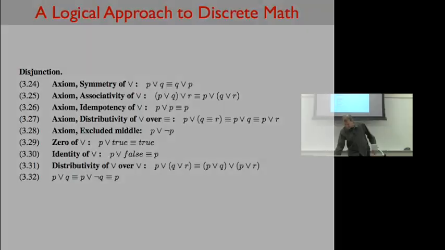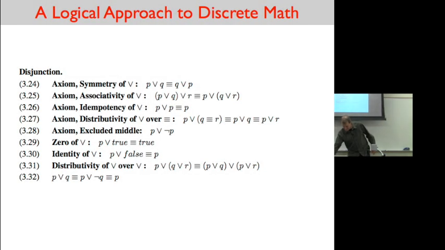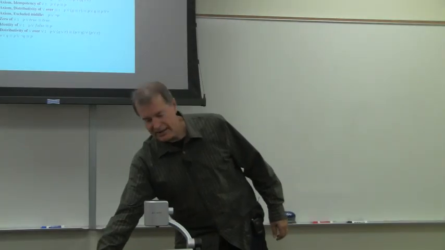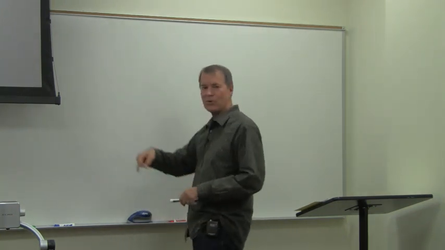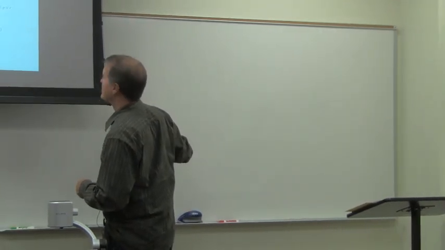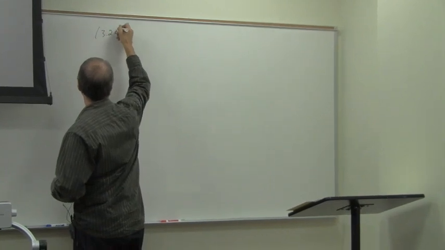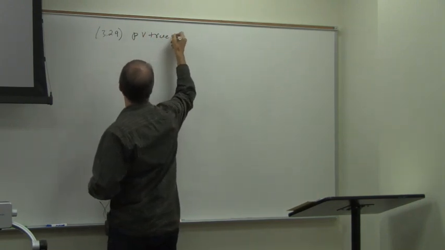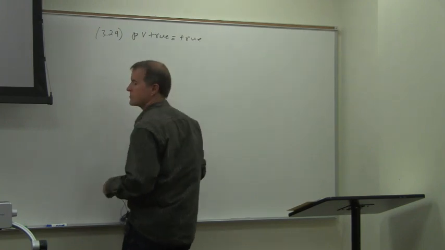But anyway, let's prove this other one, P or true equivalence true. Let's prove that. Okay, now, here's what we're going to do from now on. Instead of me just asking in general and having everybody answer out, we'll go around the room. Okay? Sounds like fun. It is fun. So let's prove 3.29, and what we're trying to prove is P or true equivalence true.